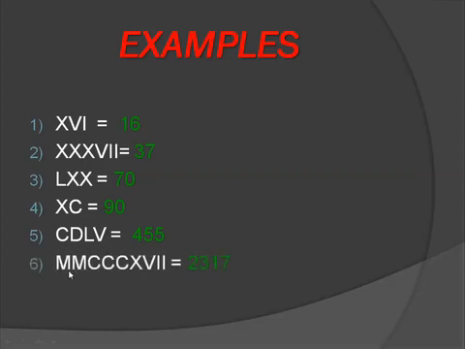Next example, MMCCCXVII. Here M means 1000, M means 1000, that is 2000. Three C's means 300, so 2000 plus 300, X means 10, V means 5, I means 1, giving 2317. So in this way we will write the Roman numbers.